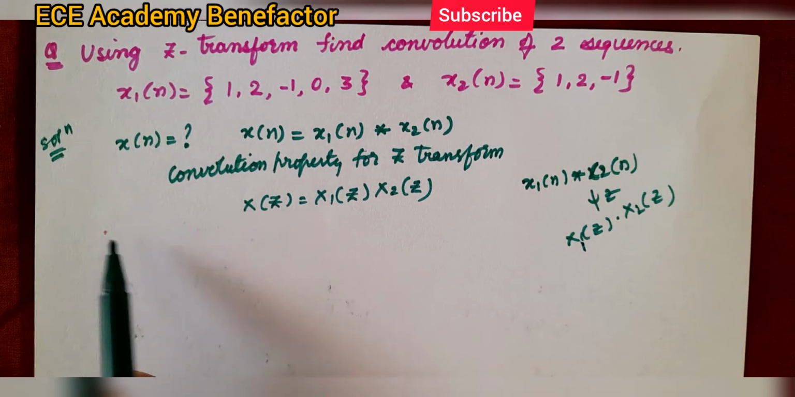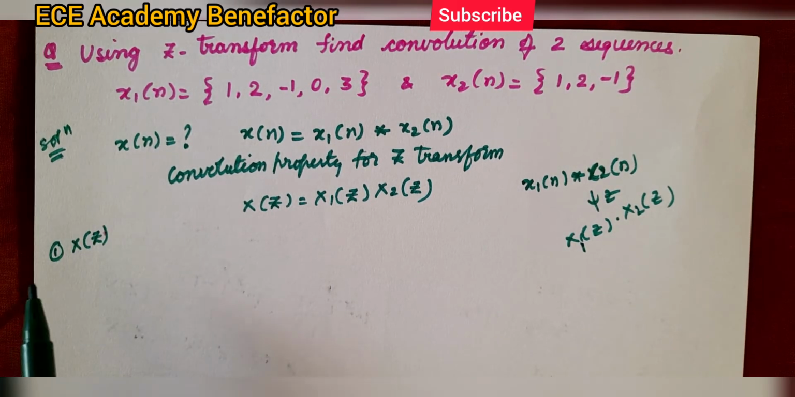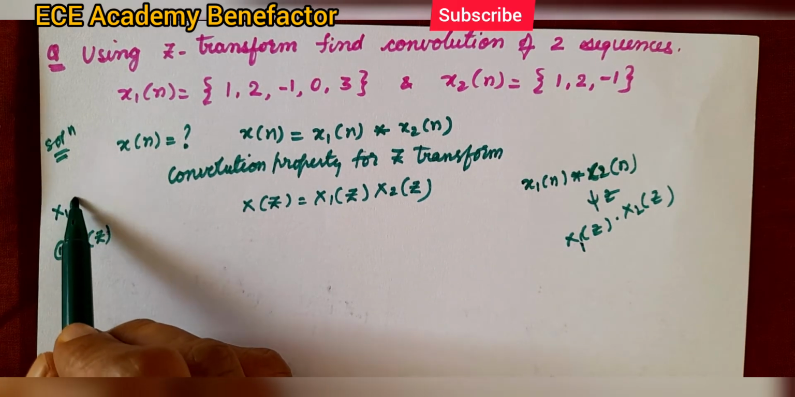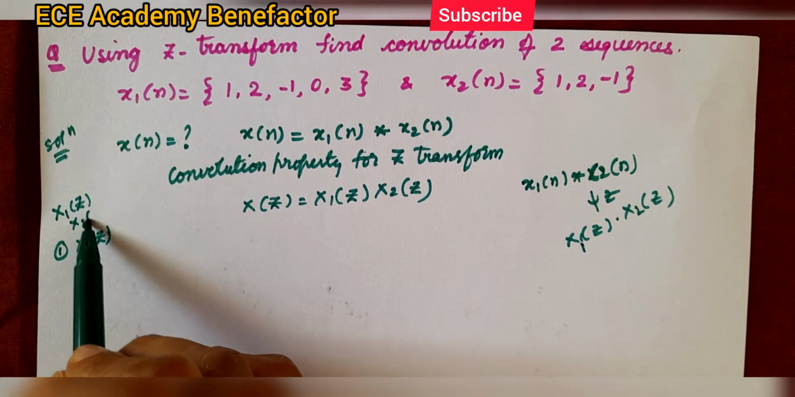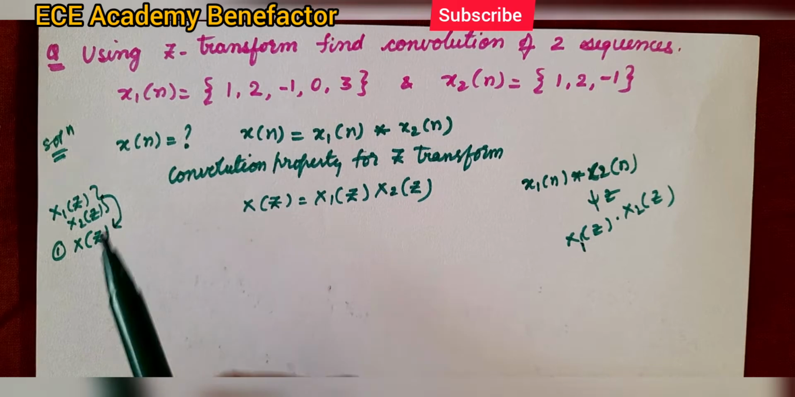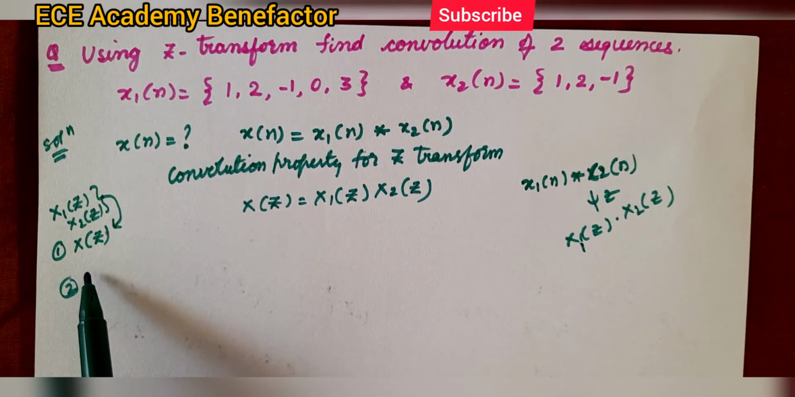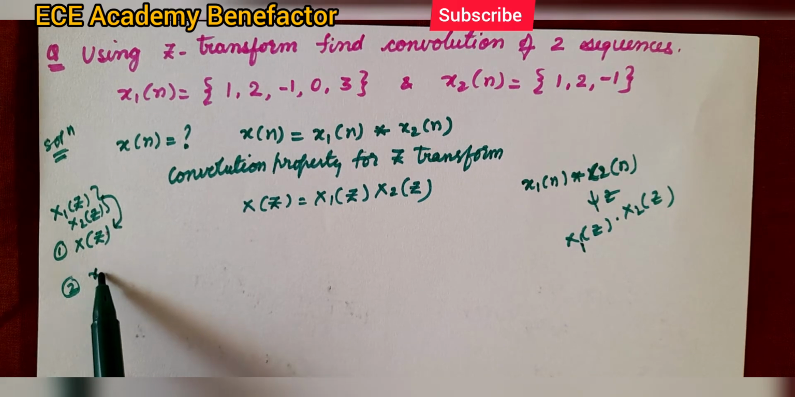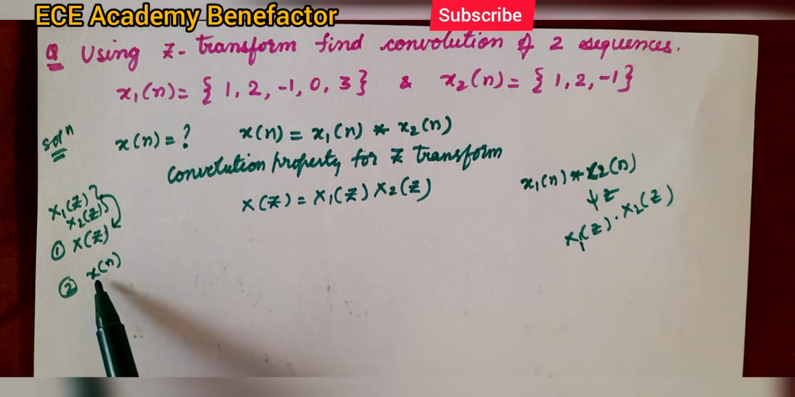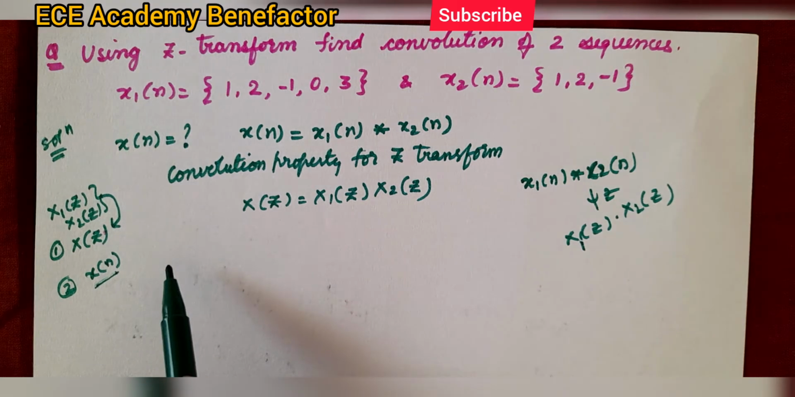So, first we will find x of z. Before that we have to know what is x1 of z and x2 of z. After finding these two we will find x of z, and from this x of z we will do inverse Z transform and get x of n. Our goal is to get x of n. So, let us start the solution.